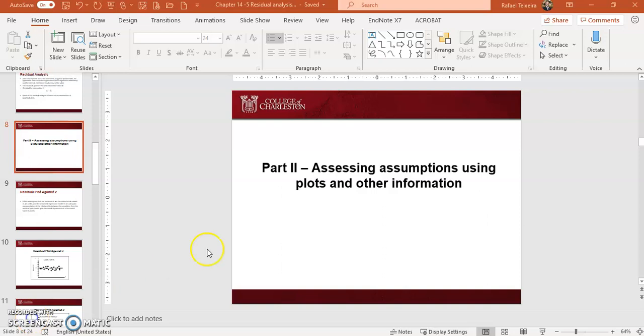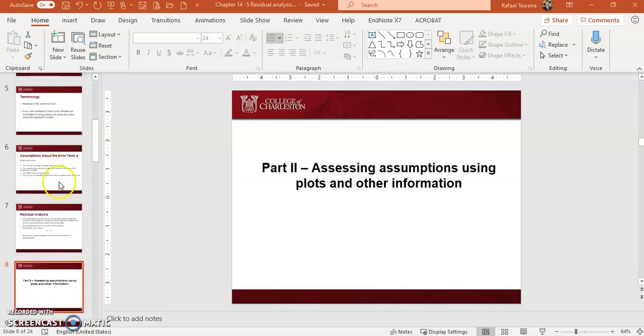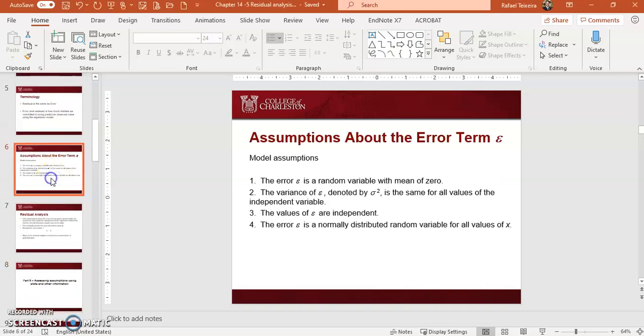Hi, in this class I'm going to talk about assessing assumptions of simple linear regression using plots and other information. This is chapter 14. Remember, we have some assumptions. Let me remind you about the assumptions we have. Here we have some assumptions about the simple linear regression, and I'm going to go over them.